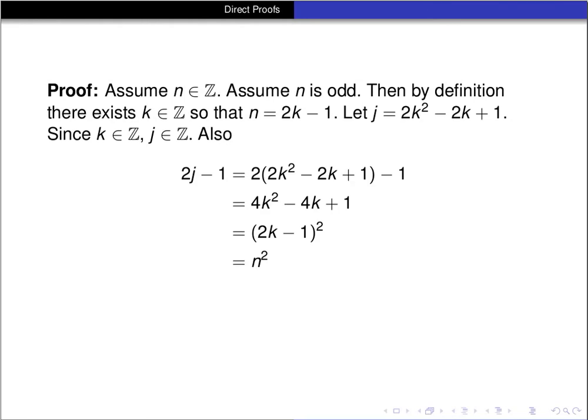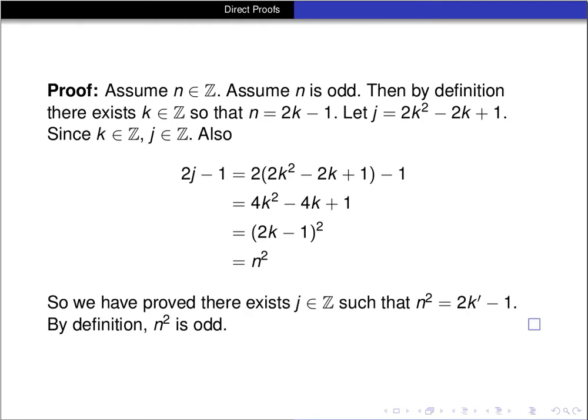If we do all that algebra in reverse, we get n squared. And so we've proved that there exists an integer j so that n squared is 2 times j minus 1. I should say j, not k prime. And so by definition, n squared is odd.